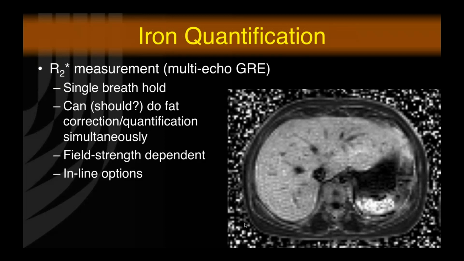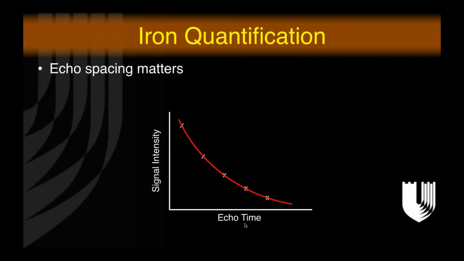R2 star is a little bit more complicated in that if there's coexisting fatty liver, you may need to do a correction for that. I'm not going to go into detail with that, but that can complicate things a little bit. It's also not quite as robust to motion. So if you have a patient who has difficulty holding their breath, the data quality may not be as good as it is for an R2 measurement.